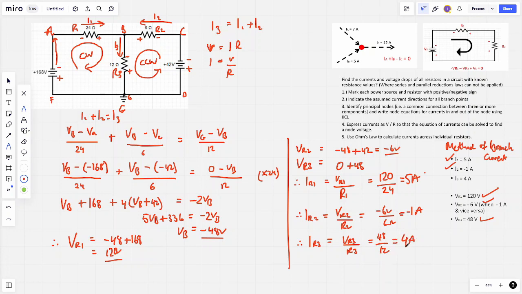And as a check, remember what we said, I3 is equal to I1 plus I2, so therefore I1 plus I2, which is 5 amps plus negative 1, equals 4 amps, and that's exactly what we got as I3, so that's a check. So hopefully that's made sense.